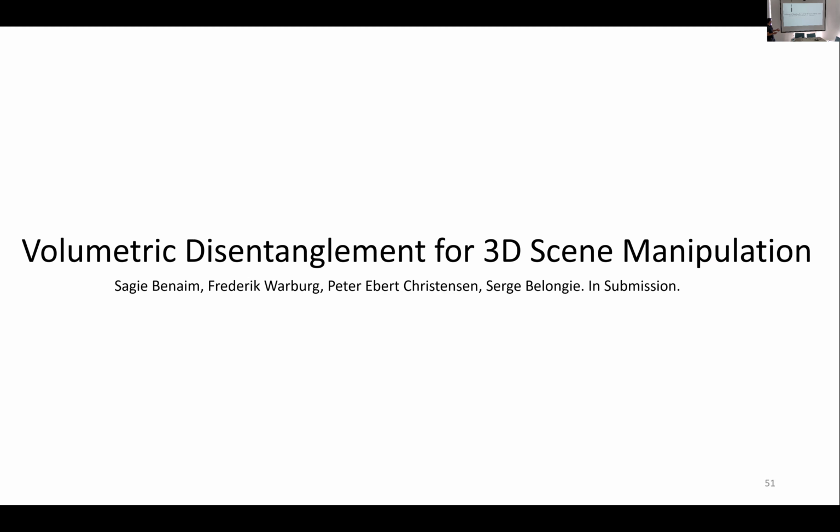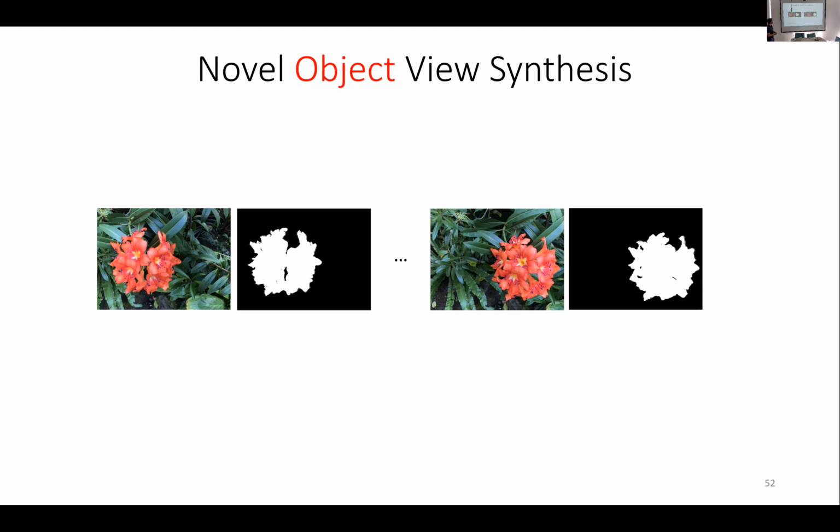Here I'm going to talk about my recent work on volumetric disentanglement for 3D scene manipulation. The input is basically a set of views. We can see here, for example, a set of images of a flower, as well as the object we want to disentangle.